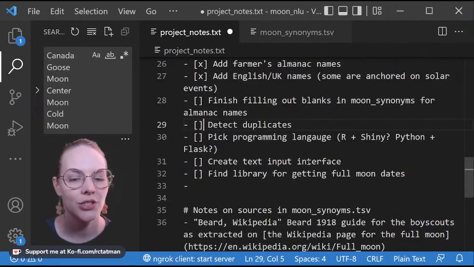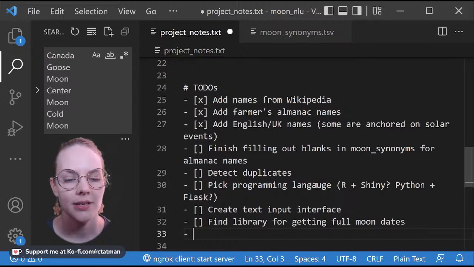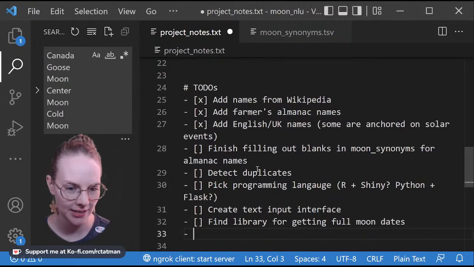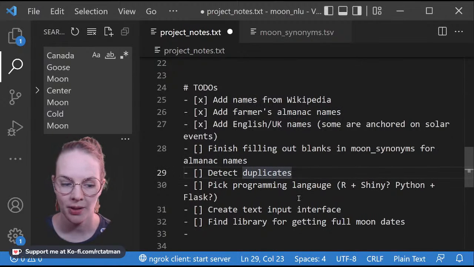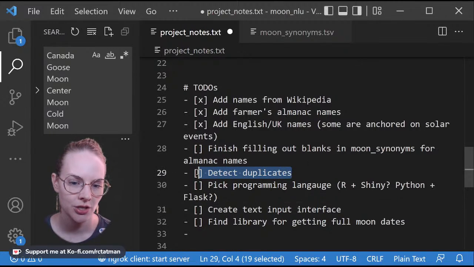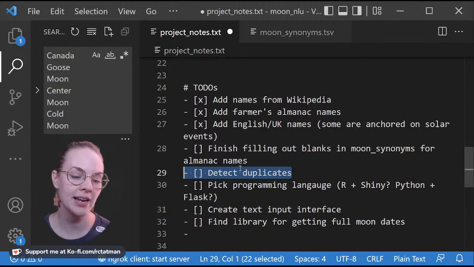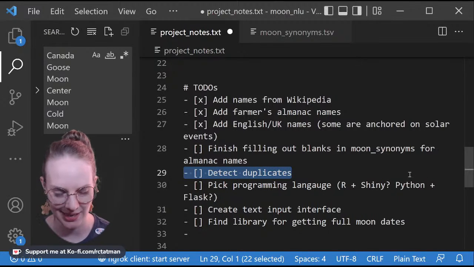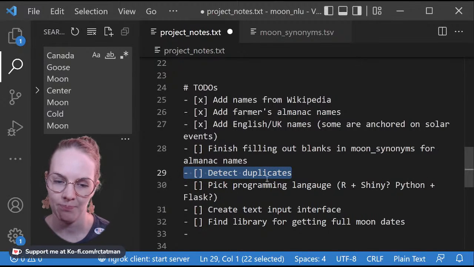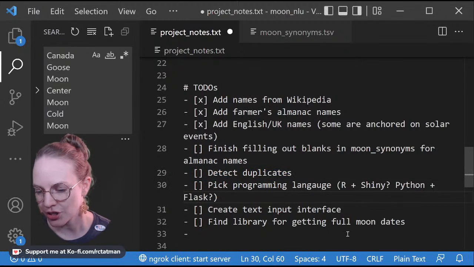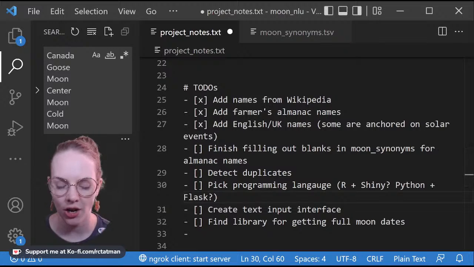All right, so I think this is a good set of next steps for us. We're going to finish filling out the blanks. I can do that off stream. Detect duplicates: I think we can do that together. That's kind of fun and interesting. Pick a programming language. Detecting duplicates, I'm probably going to do in R. That doesn't mean we have to do anything else in R. That's just a quick data task. Picking a programming language: R and Shiny, Python, Flask, question mark. I'll think on it.